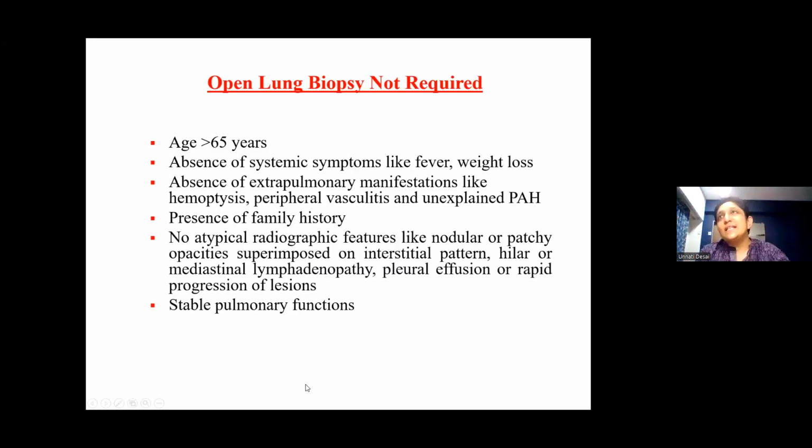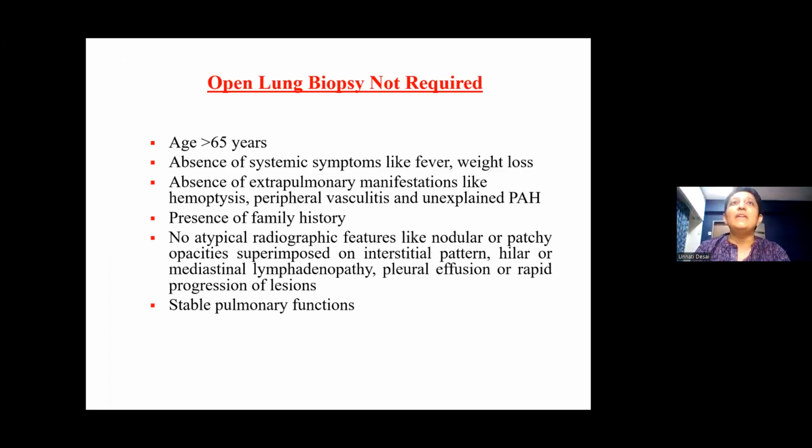It is said that as per guidelines you should never do a lung biopsy when you have a patient who is more than 65 years of age, when there are no systemic symptoms like fever, and there is absence of extrapulmonary features. So this is basically an IPF-like picture. So when there is no known cause, there are no extrapulmonary manifestations, or if you have a family history, you don't need to do a biopsy. It is a familial ILD, mostly IPF. And when you have stable lung functions, you don't need to jump to a biopsy.